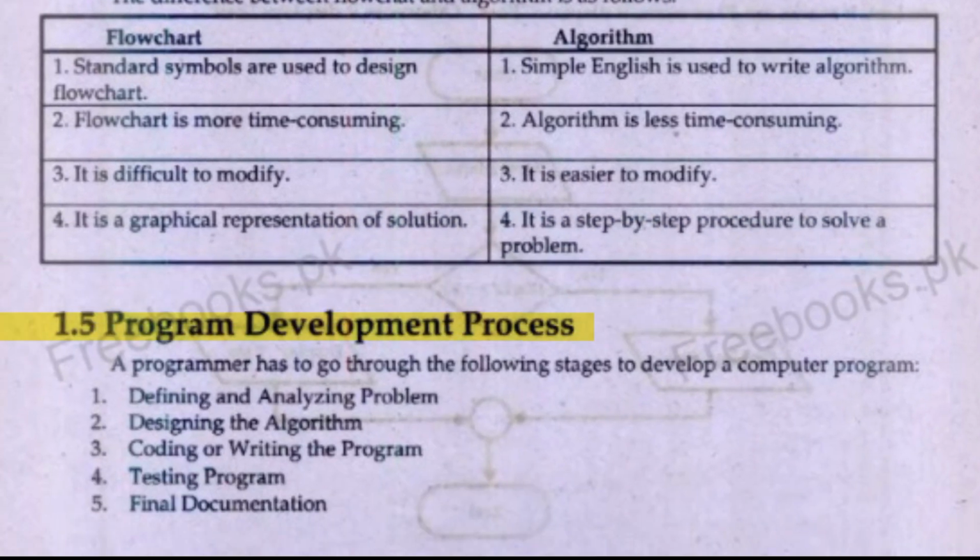1.5 Program development process. A programmer has to go through the following stages to develop a computer program. 1. Defining and analyzing problem. 2. Designing the algorithm. 3. Coding or writing the program. 4. Testing program. 5. Final documentation.